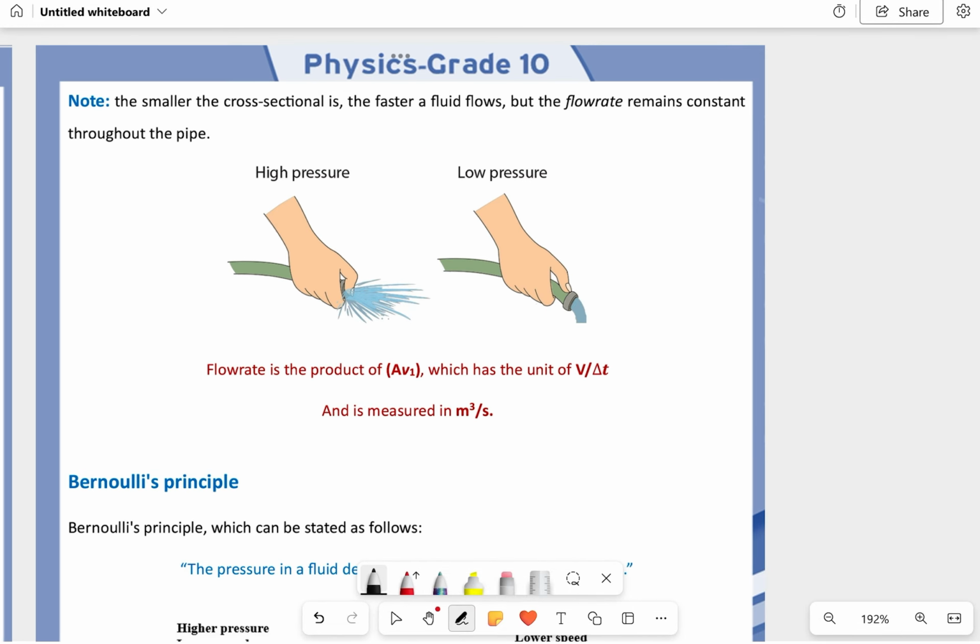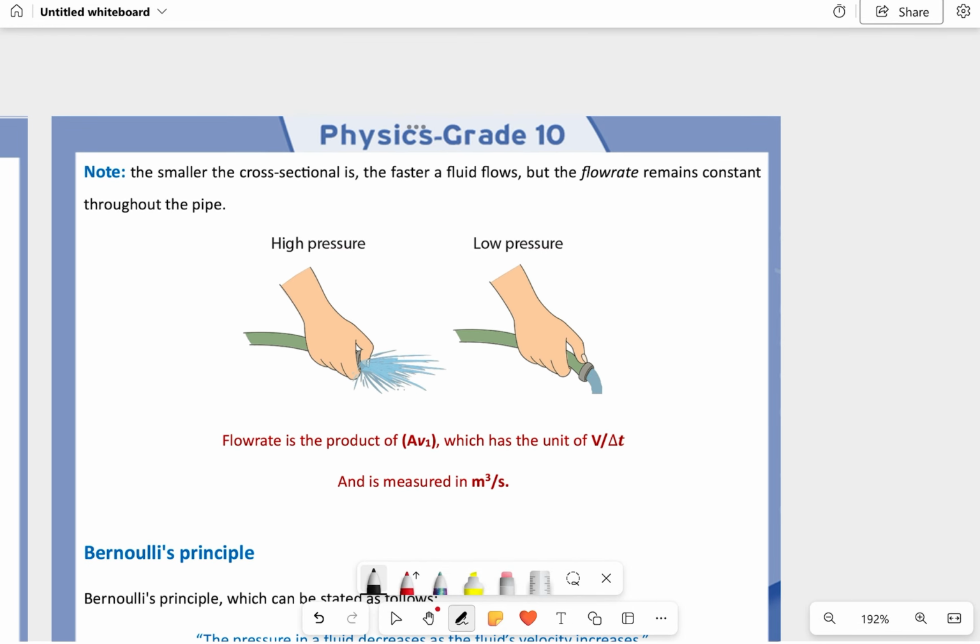Now, guys, if you are trying, for example, to water your plants, you see that there are some plants that you cannot reach. So what do you basically do? You pinch the hose, and it's going to flow much faster, so that the water reaches the plants that you cannot reach. So you have decreased the cross-sectional area so that the water flows faster.